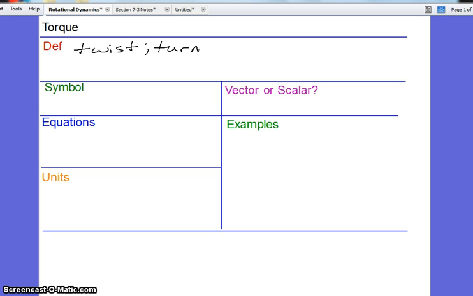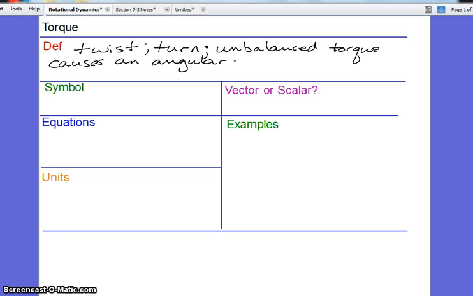When we talk about unbalanced forces, we say that an unbalanced force, according to the second law, will cause an acceleration. Well, unbalanced torques will do something similar. In this case, an unbalanced torque will cause something to have an angular acceleration. Again, the first law says when all the forces or torques are equal, the object either stays at rest or moves at a constant velocity. When they are unbalanced, it causes an acceleration.